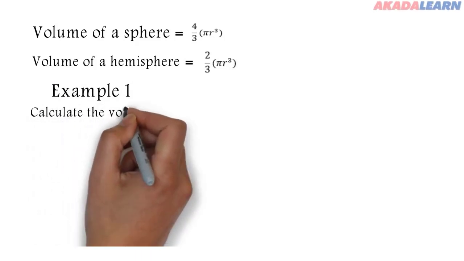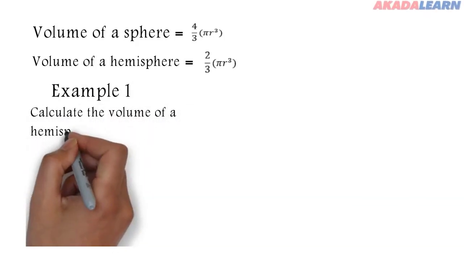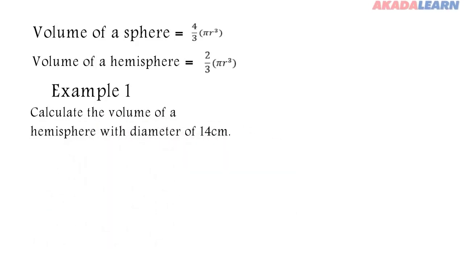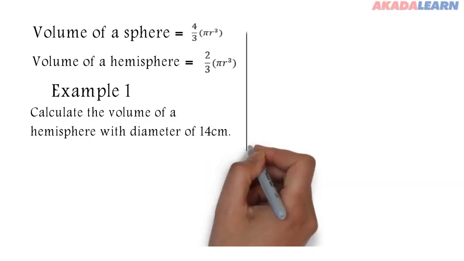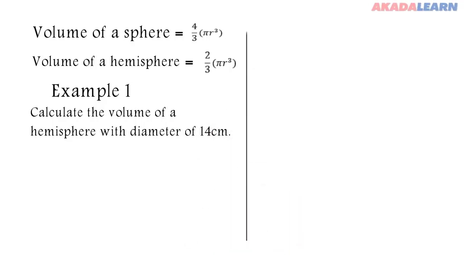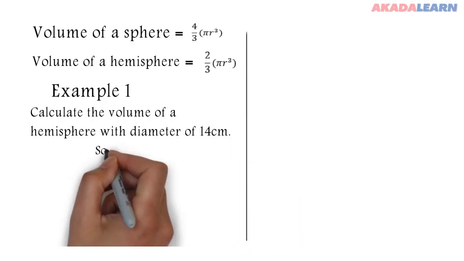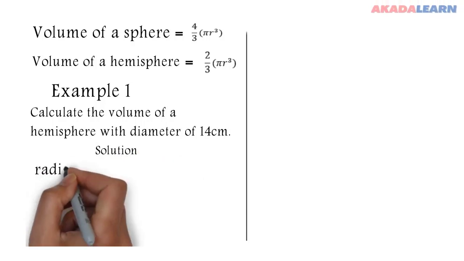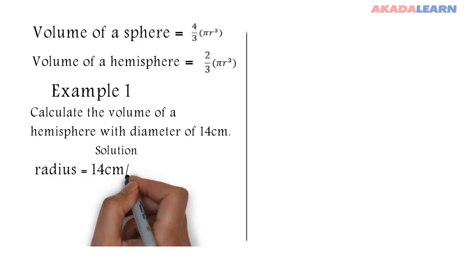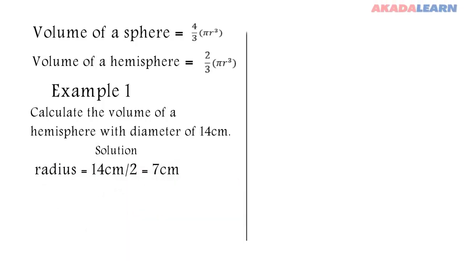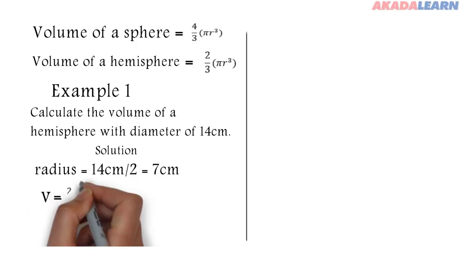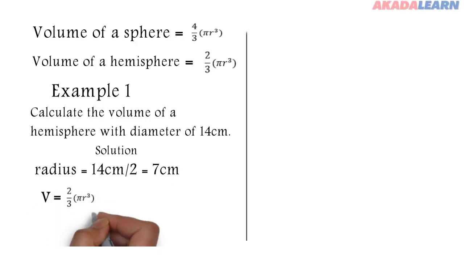We are asked to calculate the volume of a hemisphere with diameter of 14 centimeters. So let's see how to do that. Since we are going to be needing the radius, and we know that radius is given as diameter over 2, we divide 14 by 2 and we get 7. So 7 is the radius. So we say our volume V is equal to what? 2 pi r cubed all over 3.